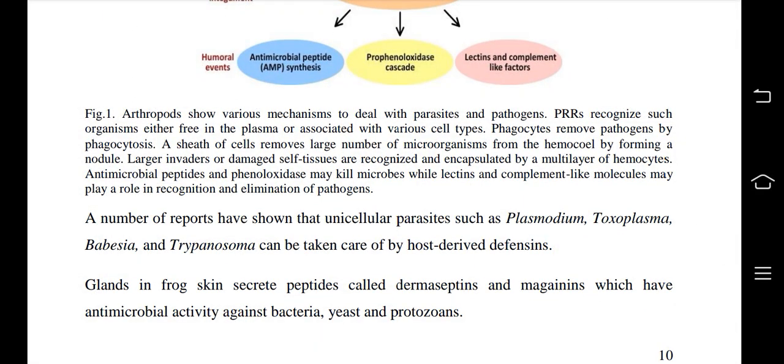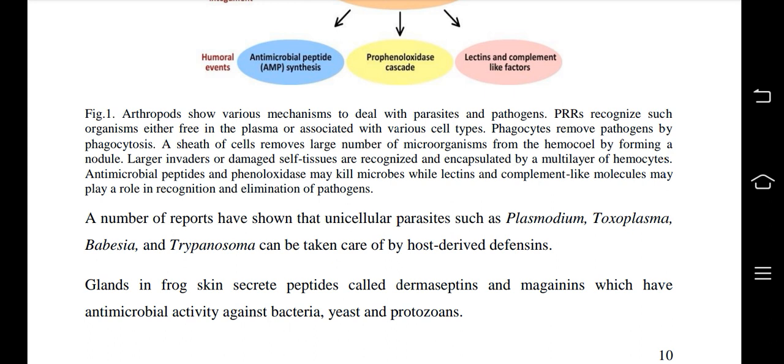Arthropods show various mechanisms to deal with parasites and pathogens. PRRs recognize each organism, either free in plasma or associated with various cell types. Phagocytes remove pathogens by phagocytosis. A sheath of cells removes a large number of microorganisms from the hemocoel by forming a nodule. So large invaders or damaged cell tissues are recognized and encapsulated by a multilayer of hemocytes. Antimicrobial peptides and phenoloxidase may kill microbes, while lectins and complement-like molecules may play a role in recognition and elimination of pathogens.